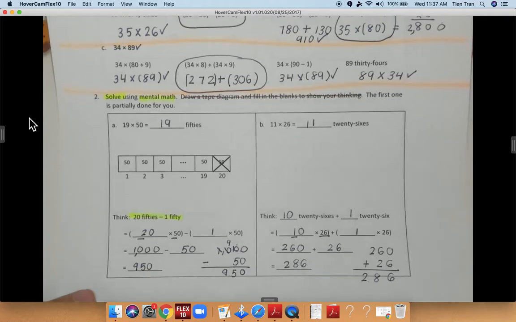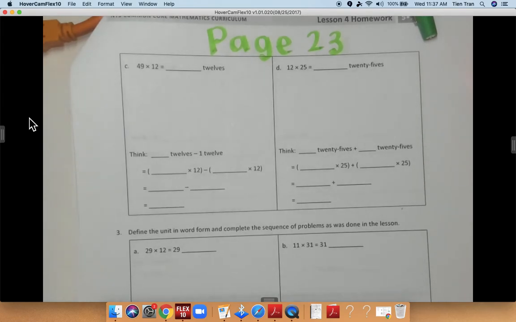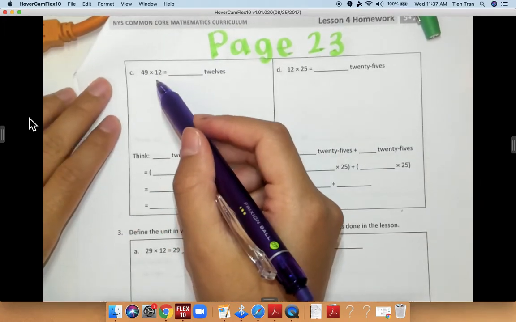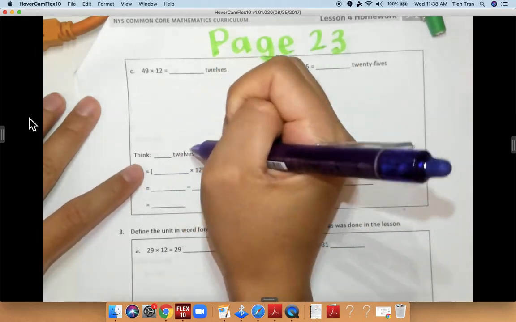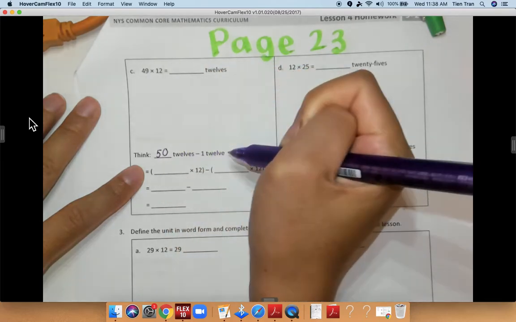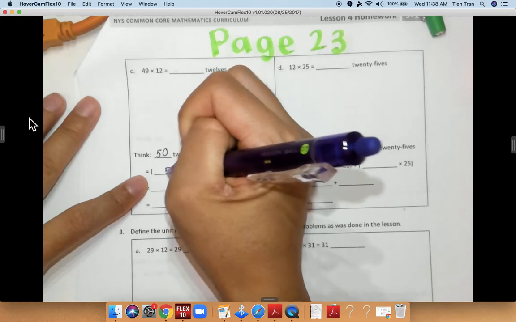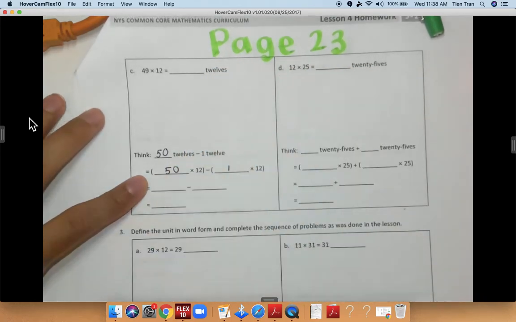Now, I am going to turn my page. Okay. For page 23, what they want you to do is you are going to work on the same problem. So right here we have 49 times 12. So I am writing down right here how many 12s minus 1 12. So I'm going to think 50 12s minus 1 12. So I have 50 times 12, and on the other side I have 1 times 12.